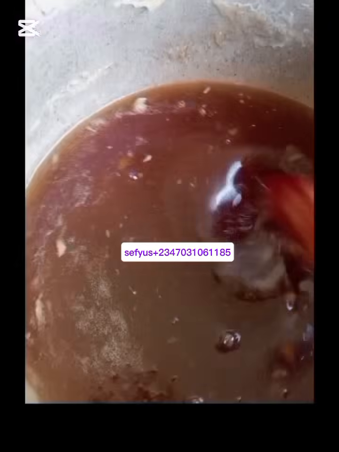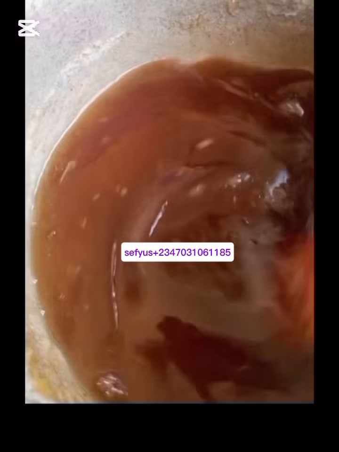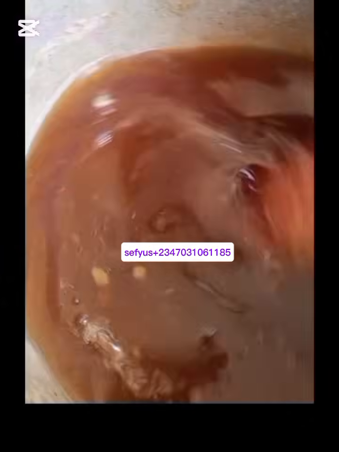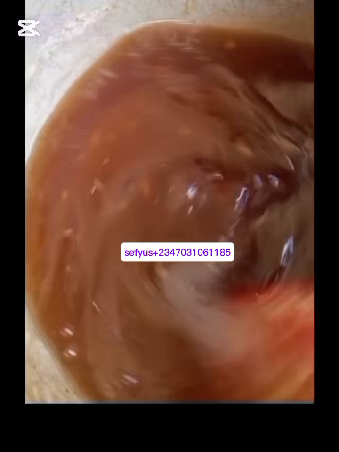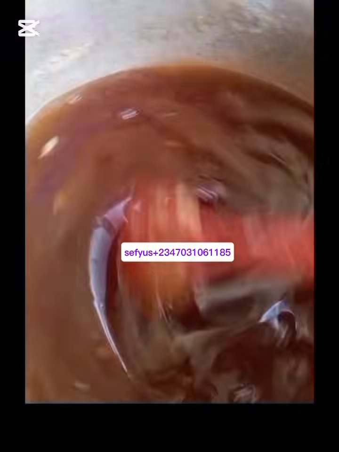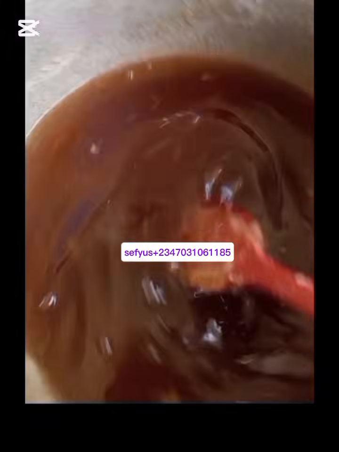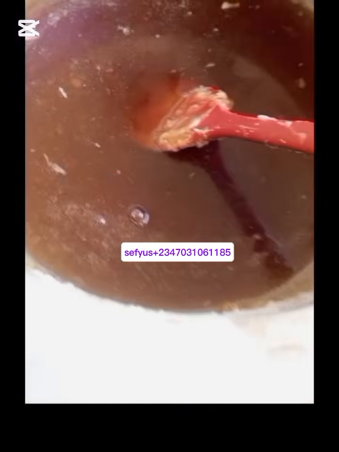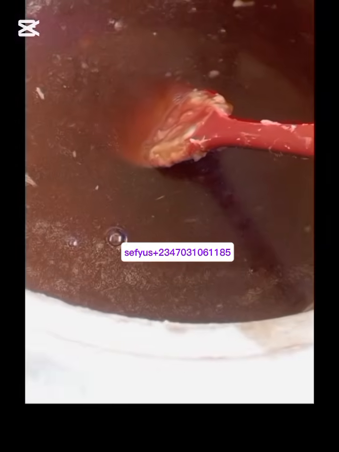So now, as you can see, it's properly dissolved. All I need to do at this point is to add my essential oils like vitamin C and vitamin E oil, and of course, if you want to add lightening oil, you can also go ahead and add it.